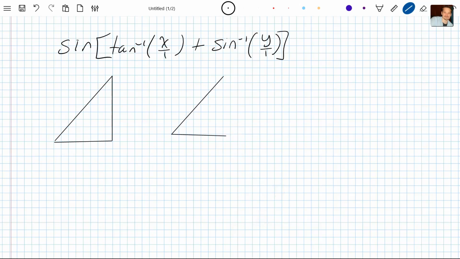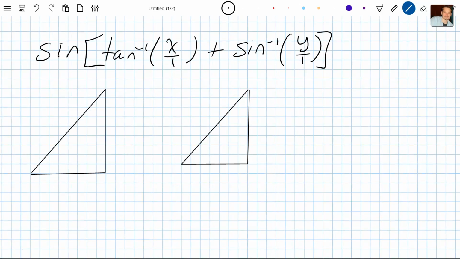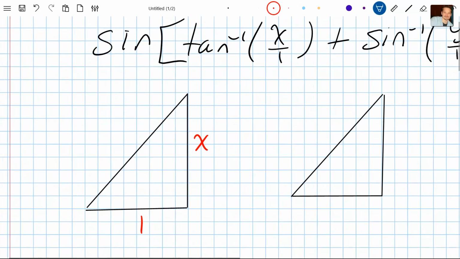So I'm going to show you a way of finding a domain. Not the only way, but I like this way. I like math, so let's take a look. Here, because it says tan inverse of x over 1, what that says is the following: this is essentially your x and this is your 1, which means by the Pythagorean theorem that for this first triangle the long side would be the square root of 1 plus x squared.